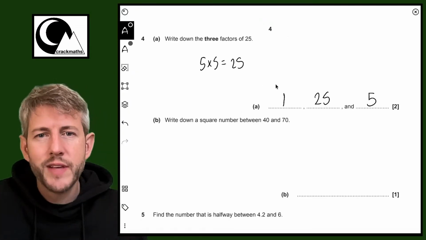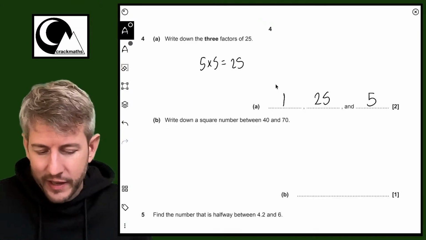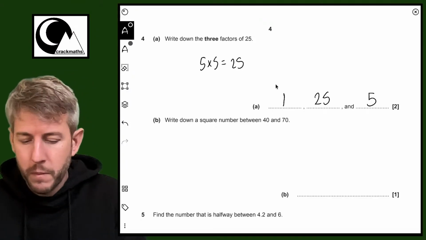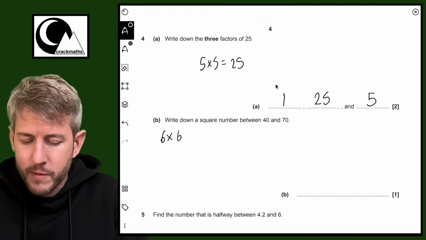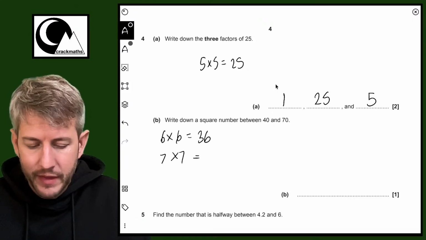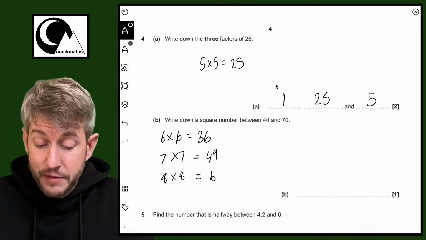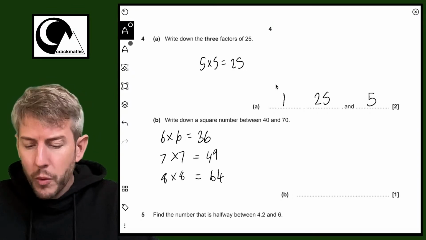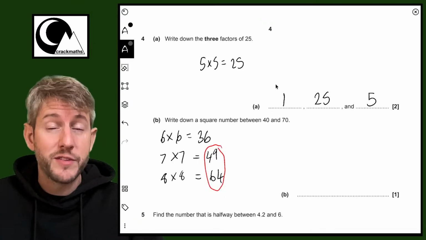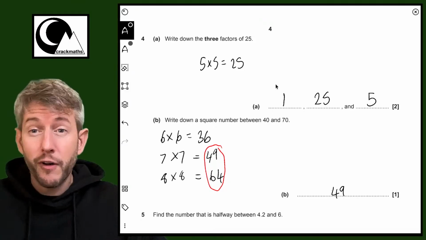Question B. Write down a square number between 40 and 70. Well, okay, so the square numbers are the results of multiplying numbers by themselves. I'll just go through a few. So either side of this, we've got 6 times 6 is 36. We've got 7 times 7 is 49. We've got 8 times 8 is 64. Okay, we've got 2 options here to choose from. So these 2 are both square numbers that are between 40 and 70. I'm going to just go with 49, and that is fine.